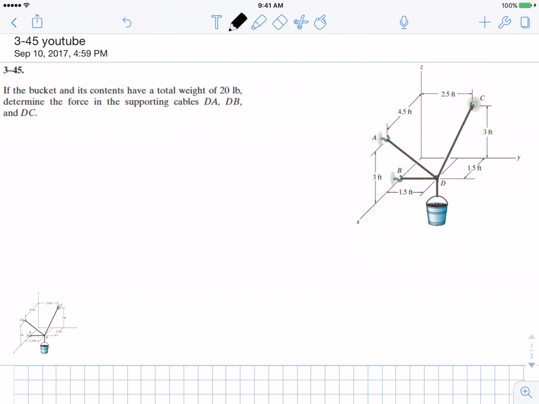I am working on problem 345, taken from Hibbler's 14th edition. I want to put in a good word for Hibbler. This is the best text I've ever encountered teaching statics.